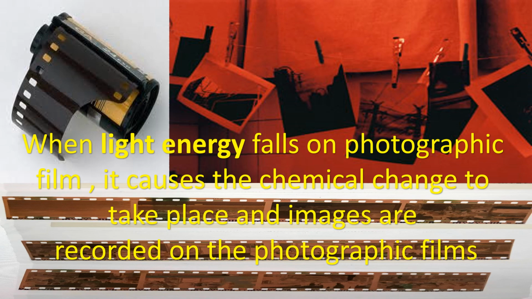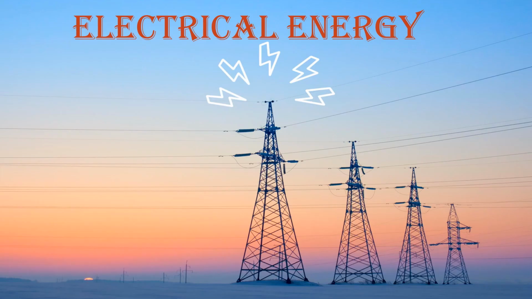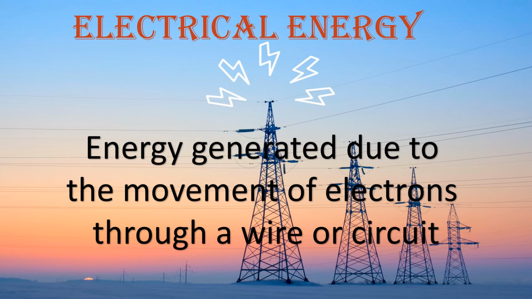Okay children, and the next form is electrical energy. How do we get electrical energy? Electrical energy comes from electrical circuits and electrical power stations. It is generated due to the movement of electrons through a wire or circuit. That is called electrical energy.